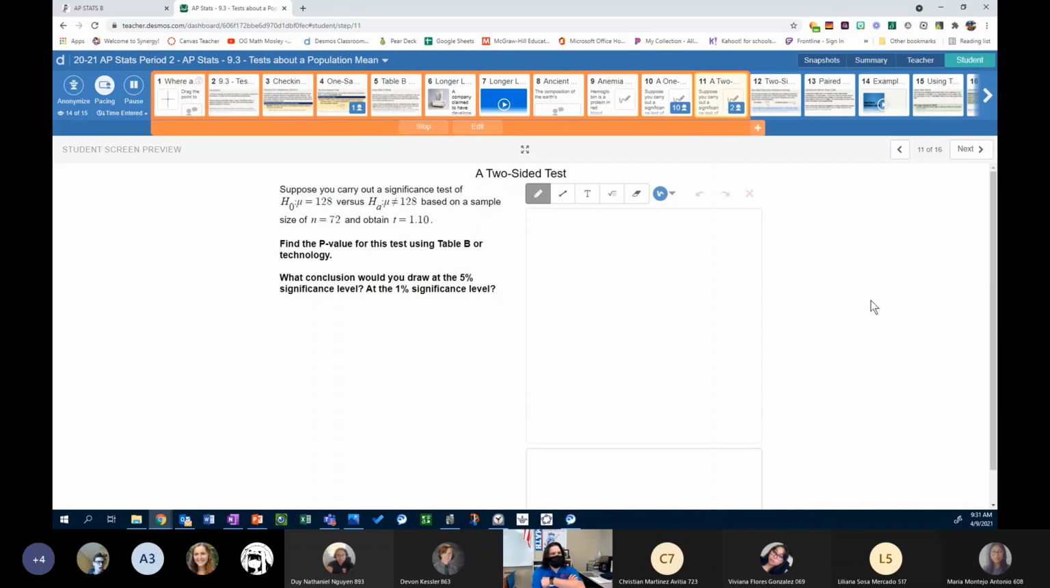So lastly, we're going to do this one last example here. Suppose you carry out a significance test of the null hypothesis that mu is equal to 128 versus the alternative that mu is not equal to 128 based on a sample size of n equaling 72, and obtain a t statistic equal to 1.10. Again, you want to find the p-value for this test using table B or technology, and then what conclusion would you draw at the 5% significance level and at the 1% significance level?